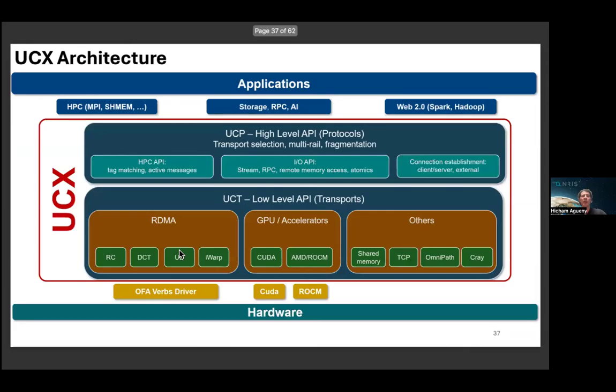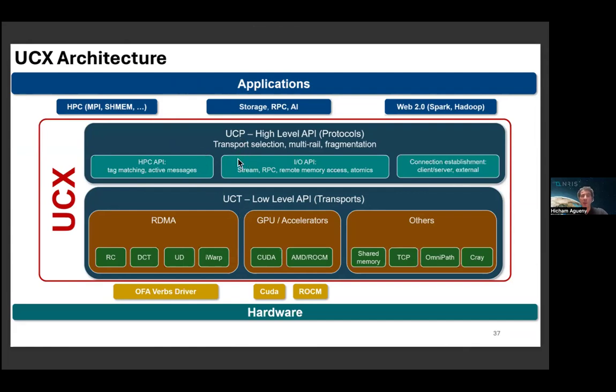For the UCX architecture, UCX consists of different layers. We have the top layer, which is the user application. Then we have the UCP protocol layer, and the transport layer.